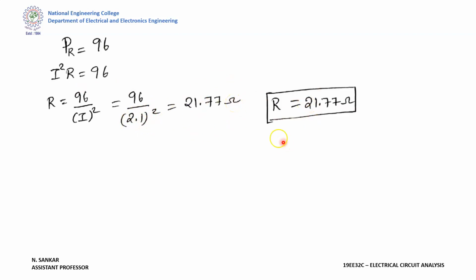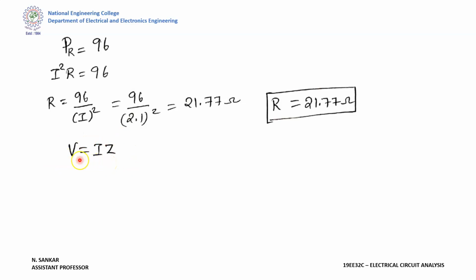So 2.1 whole square, which will give 21.77 ohm. So the value of the resistor is 21.77 ohm. From the first data we have calculated the value of resistance. Now we are going to use the next formula.